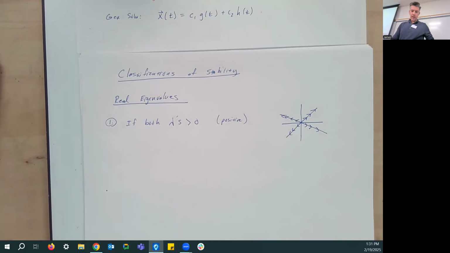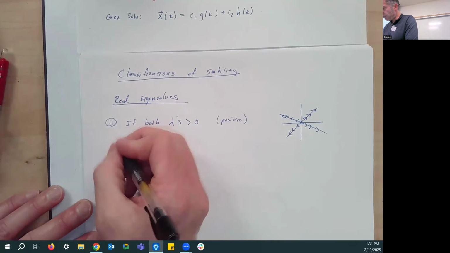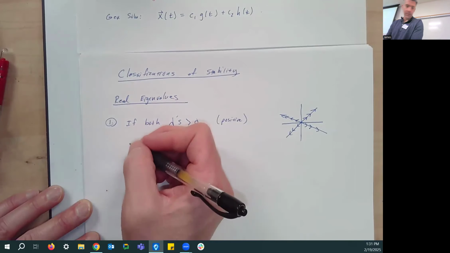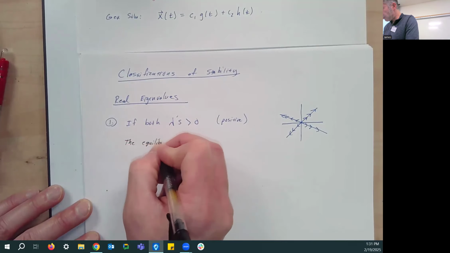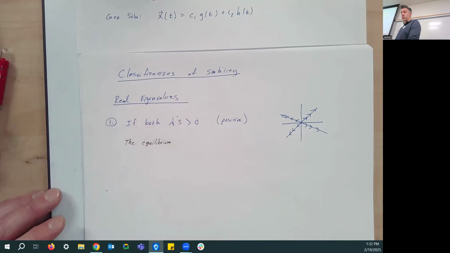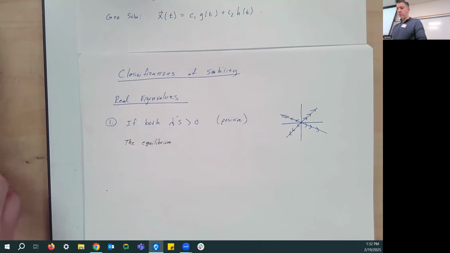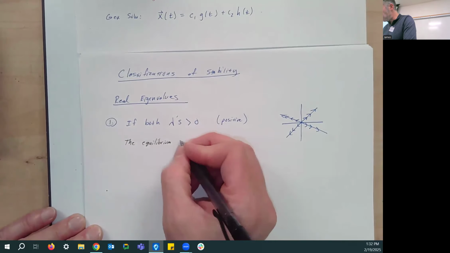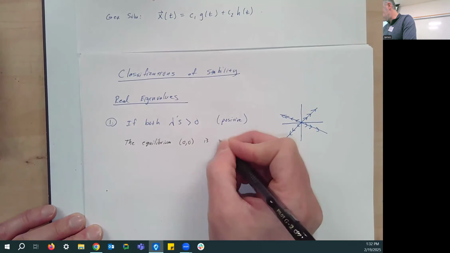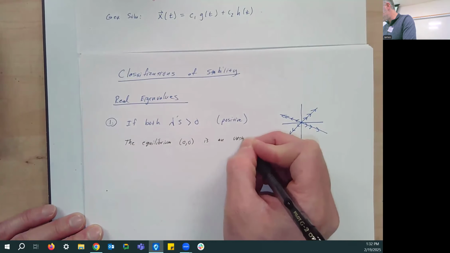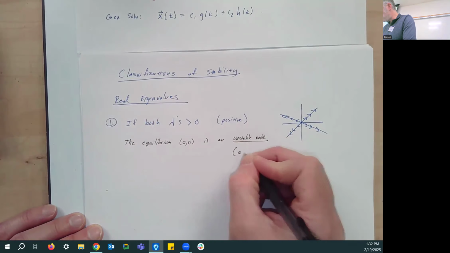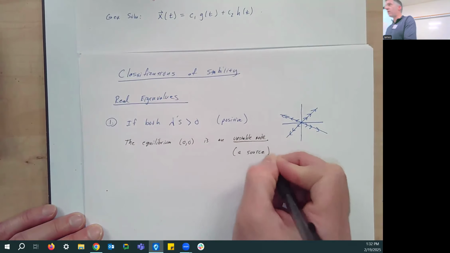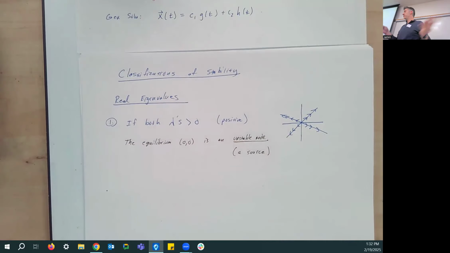So if both eigenvalues are positive, we call this an unstable node. And then the equilibrium, which so far in every case has been the origin, right? We haven't talked about having other equilibria, which is totally fine. The equilibrium (0, 0) is an unstable node, also called a source, because you can think of everything emanating from it.